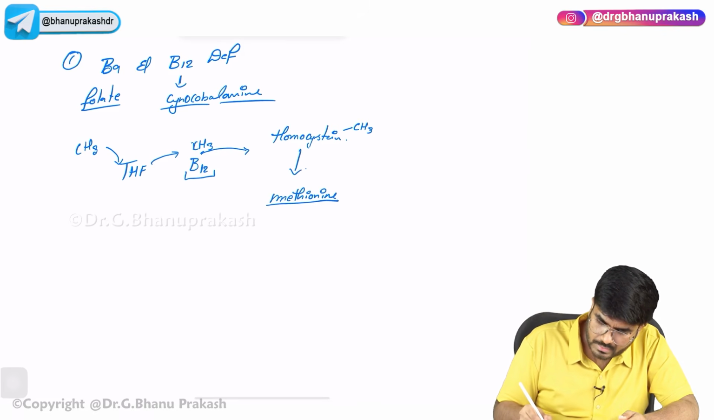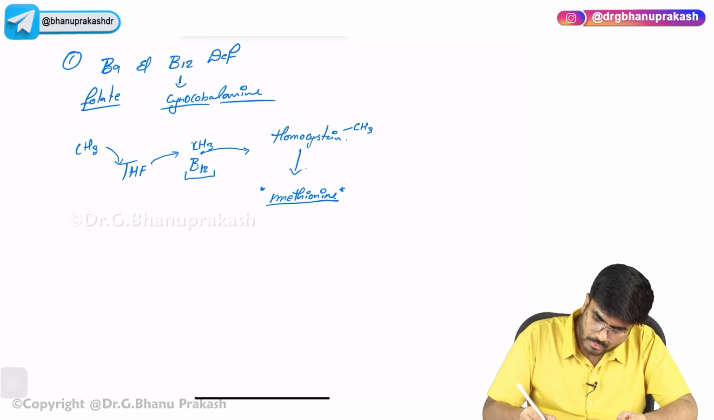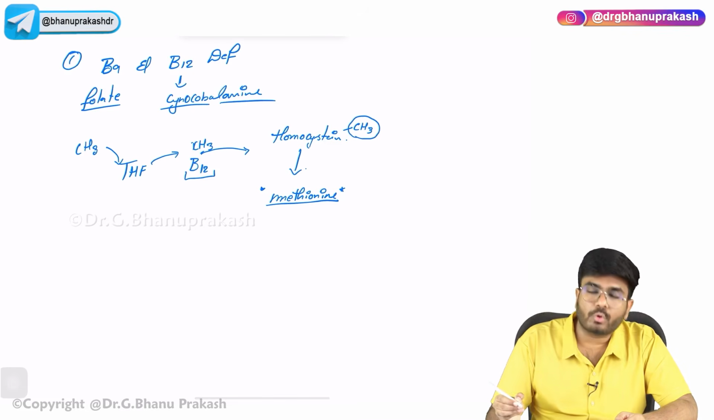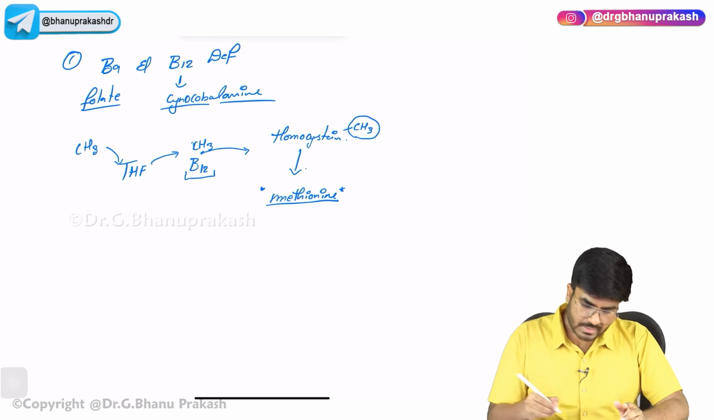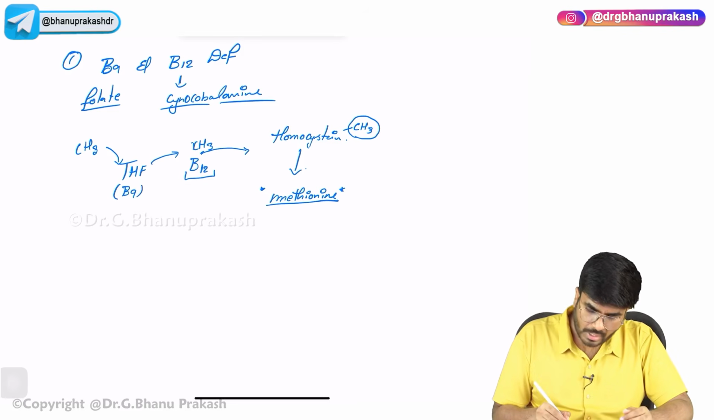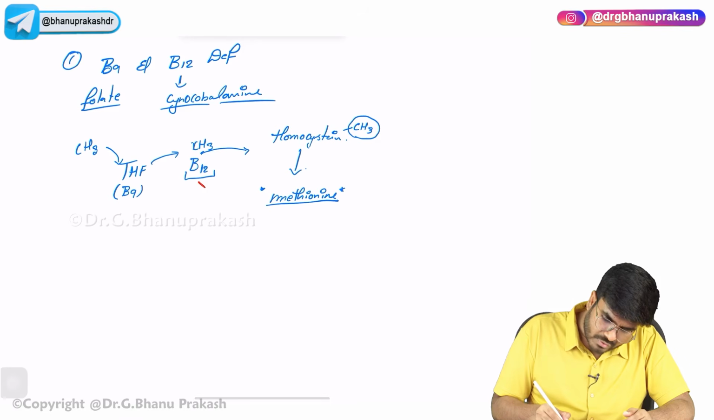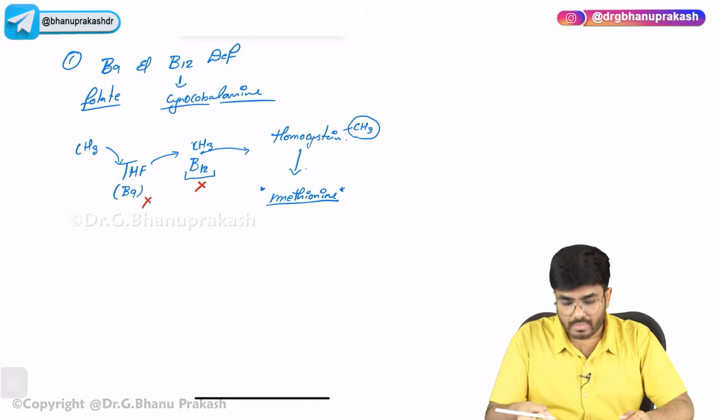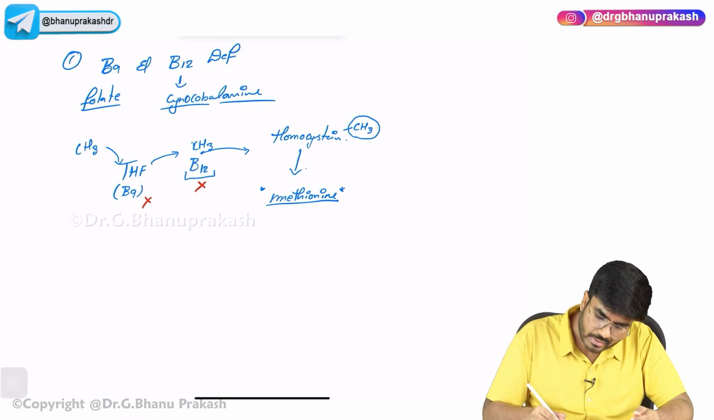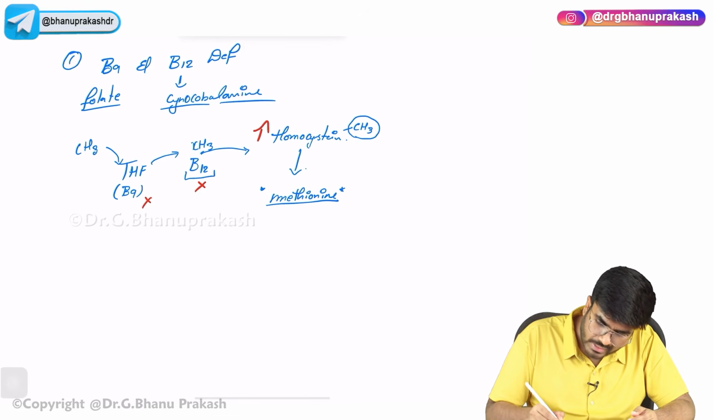Okay, done. So what's happening? B12 is donating the CH3, and homocysteine is accepting the methyl group. Now my question to you is, sir, if you are not having vitamin B9, tetrahydrofolate, or B12, if these two vitamins are not there, do you think homocysteine will be converted into methionine? No, it's not going to happen. So what happens to the homocysteine levels? The levels of homocysteine are going to rise.